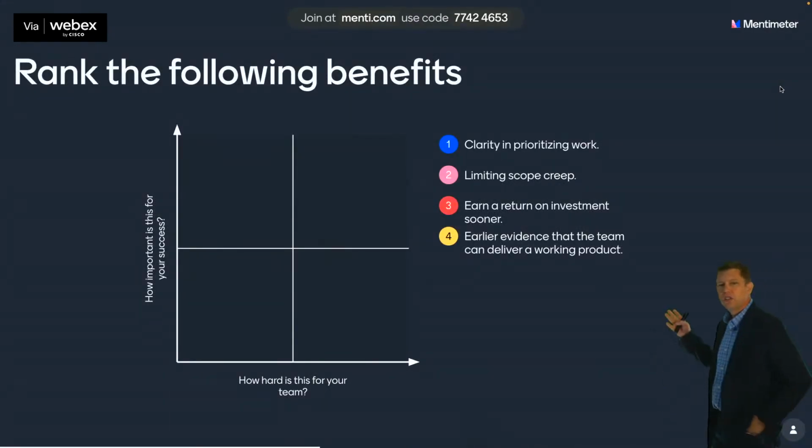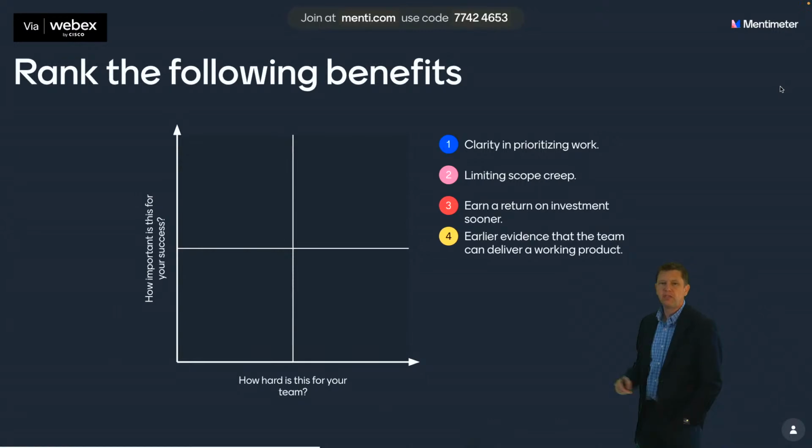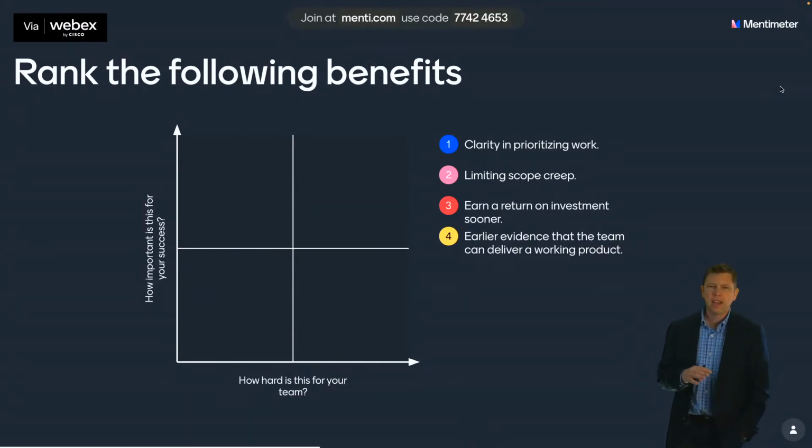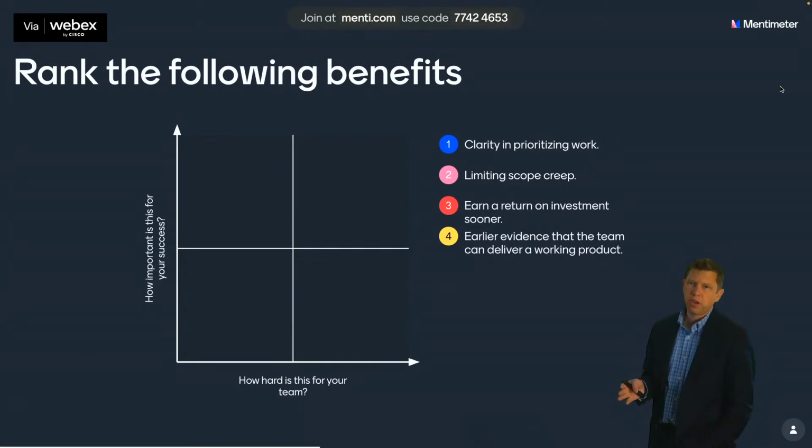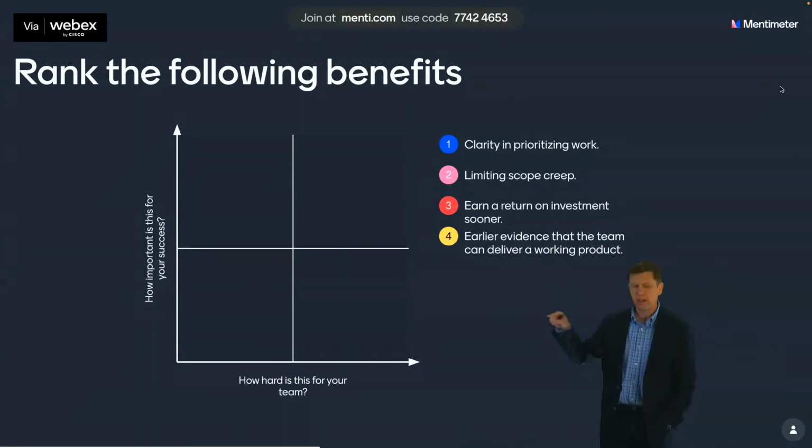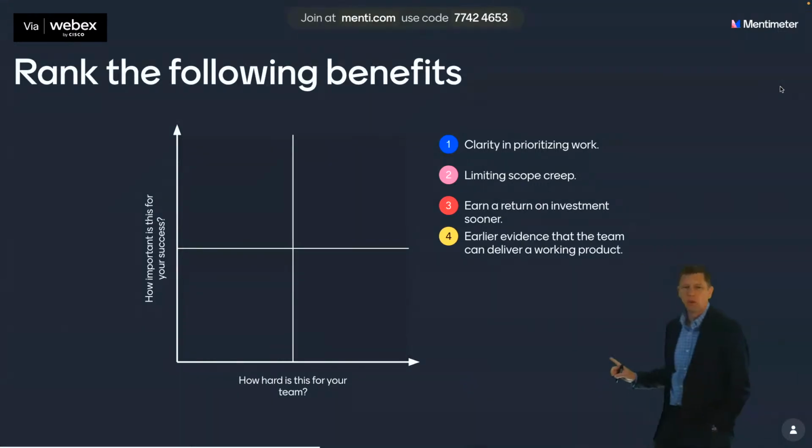Okay, so question for you now. So back to these 4 things we talked about before. Rank the following benefits, this time not only in how important it is to your success, but also how hard it is for your team. So you'll rank it by saying, how important is this, which we kind of did already, but then how hard is this for your team? Because you may find that something is really, really important to the team, but very, very difficult, or really important to the team and maybe not quite as hard to do.